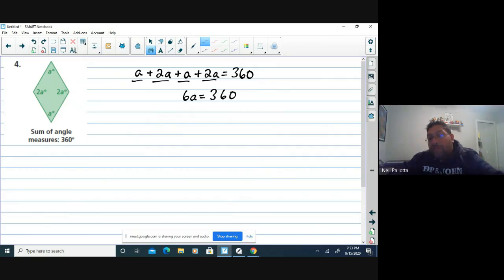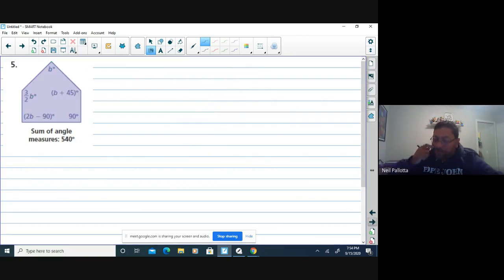We now use our inverse operations. The opposite or inverse of multiplication is division. So we divide by 6 on both sides of the equation, just like the last problem. 6 in the numerator cancels the 6 in the denominator. That becomes 1. I write 1A just like that. 360 divided by 6 is going to be equal to 60. So the measure of A is going to be equal to 60 degrees. All right? Okay. Next problem.